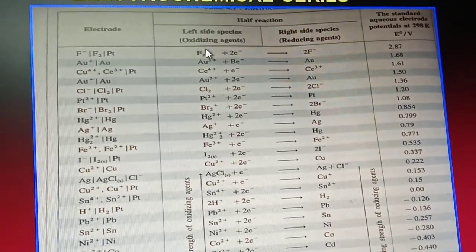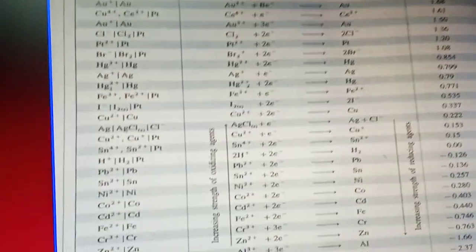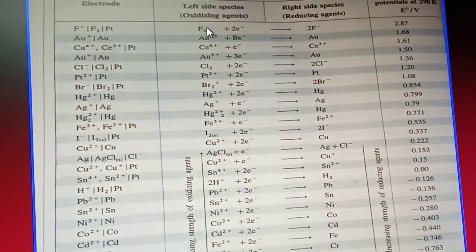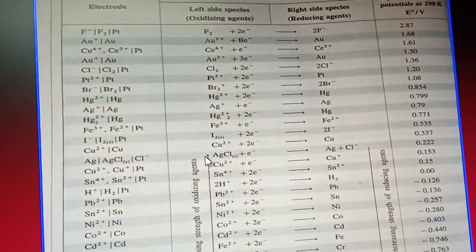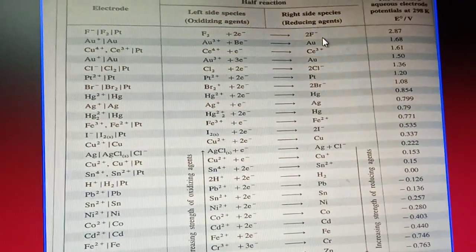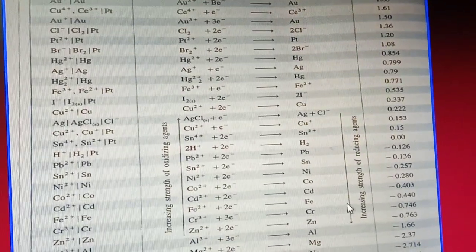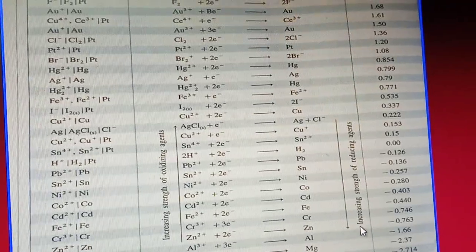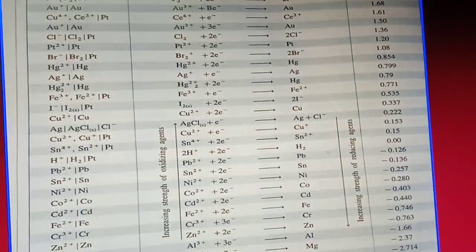Now here we find that from bottom to top, the elements have been placed on the left side in the center in the increasing order of the oxidizing agents. Whereas in the center towards the right, we find the elements have been placed in the descending order, that is increasing strength of reducing agents. It proceeds in the descending order.